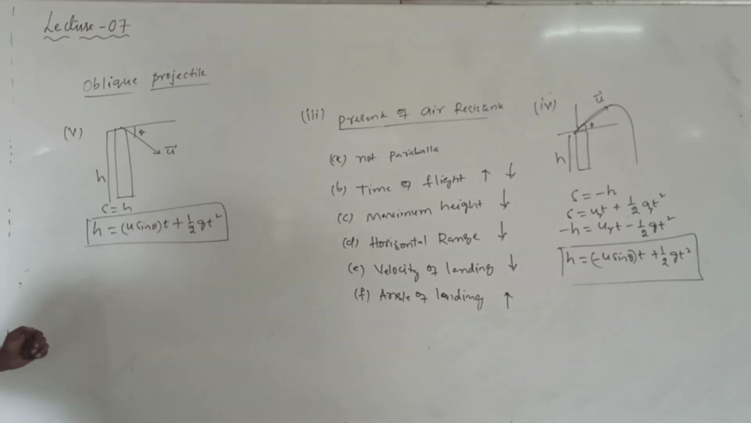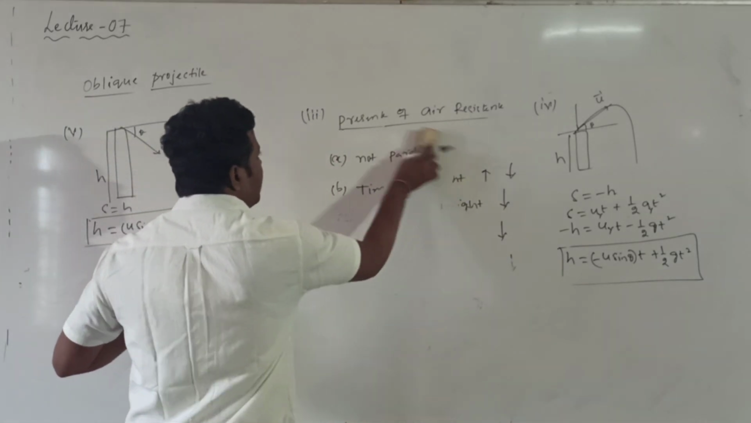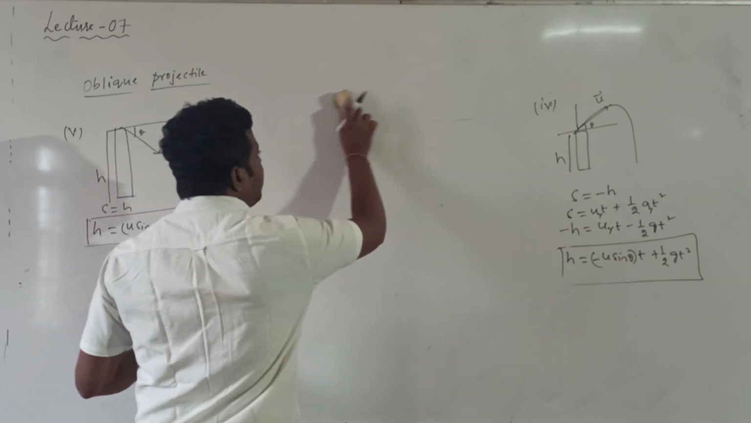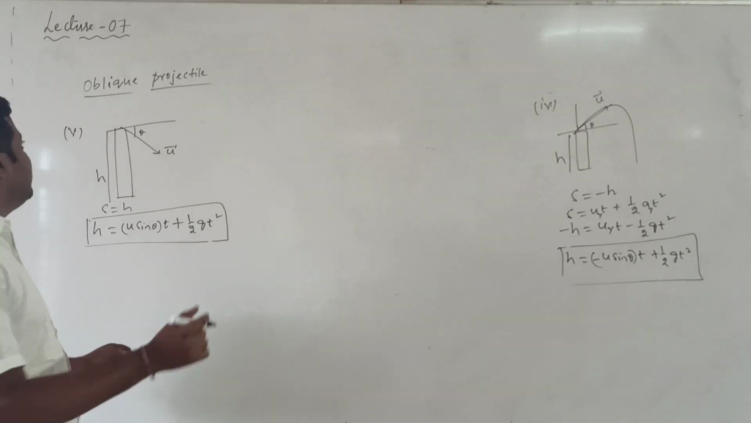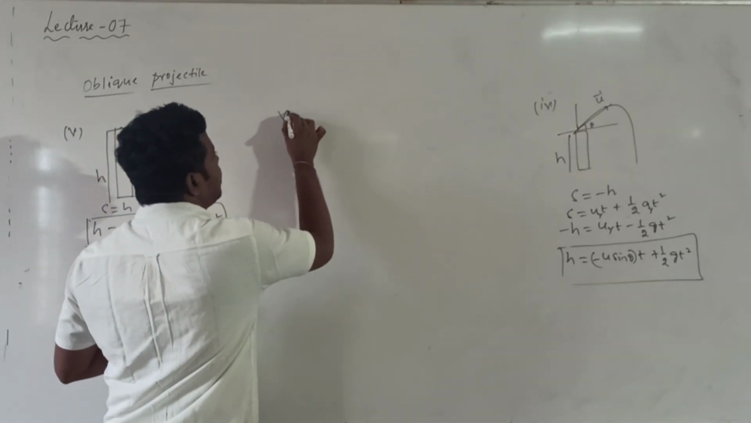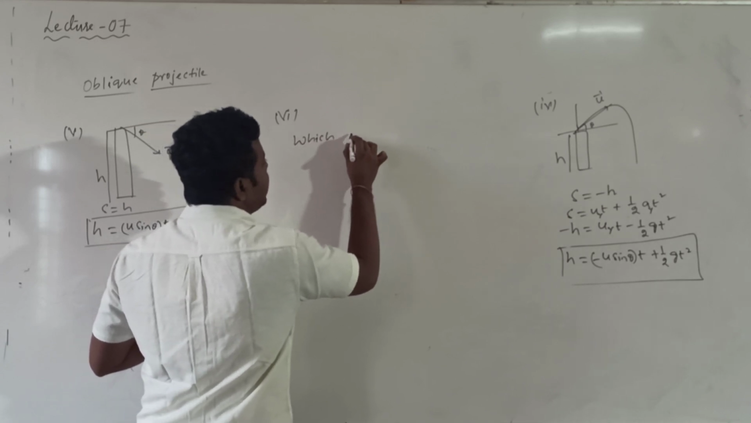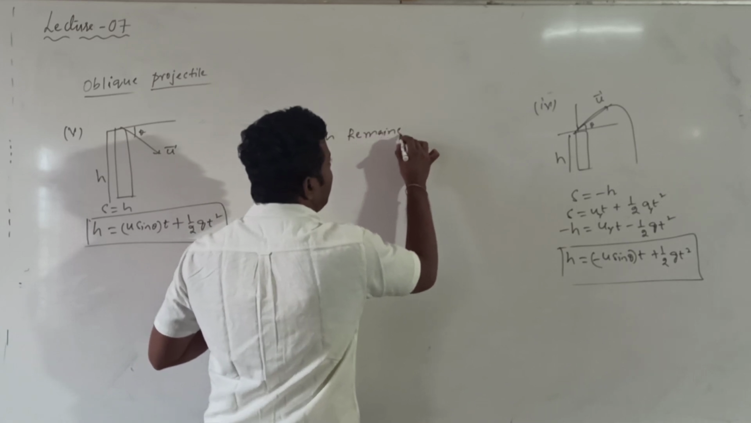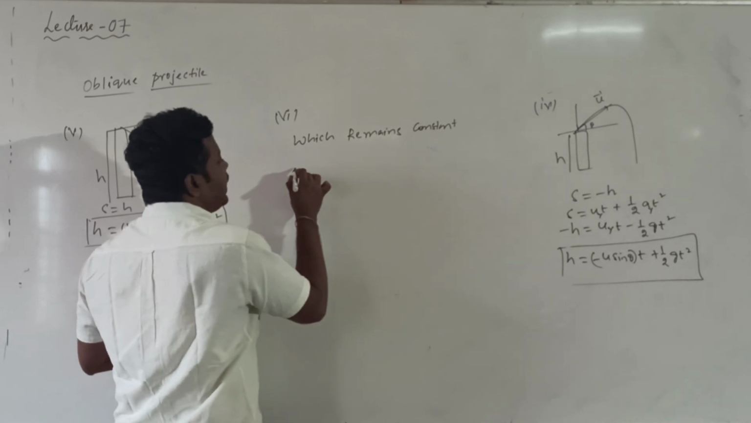Okay? Then the last one regarding this oblique projectile. What is the case? During projectile motion, which are the quantities that remain constant and which are the quantities that change? Which quantities remain constant during projectile motion?